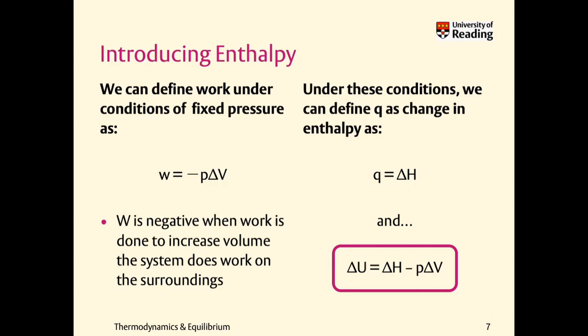So now we can change our equation further: delta U, the change in total internal energy, is equal to delta H, the change in enthalpy, which is our Q term, minus P delta V, which is our work term. And this is true for most chemical systems. So enthalpy is the heat energy absorbed by a system at constant pressure.